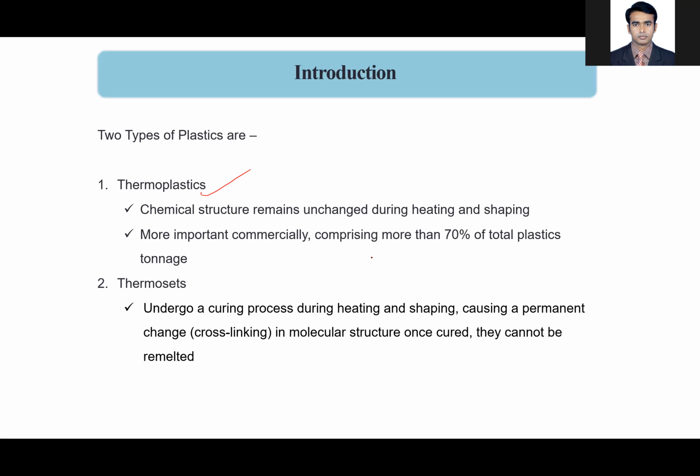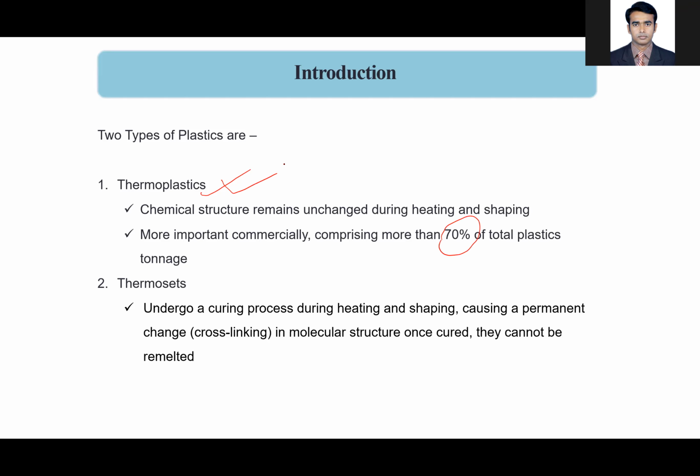More importantly, it is very important commercially, and like 70% of the total plastic are these thermoplastics. It's very easy to handle and easy to manufacture. So there is more tendency to use these plastics for producing plastic parts.